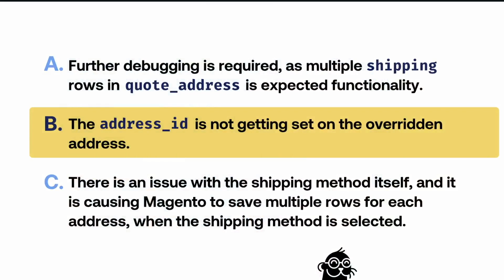So that leaves us with option B as our correct answer. The address ID is not getting set on the overridden address. And obviously we would need to take care of updating that plugin, making sure that the address ID is getting set correctly before that save. And in my case, since the address ID was not being set, the code did not realize that I was expecting it to magically save the address to the correct row, and so was creating additional rows every single time that shipping method was changed.